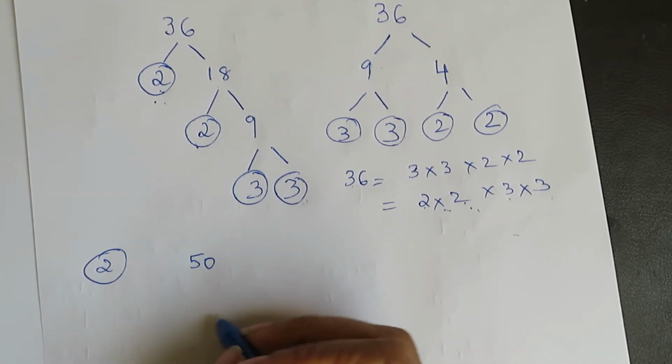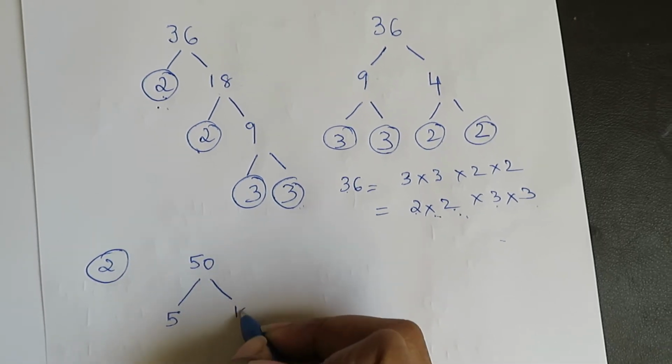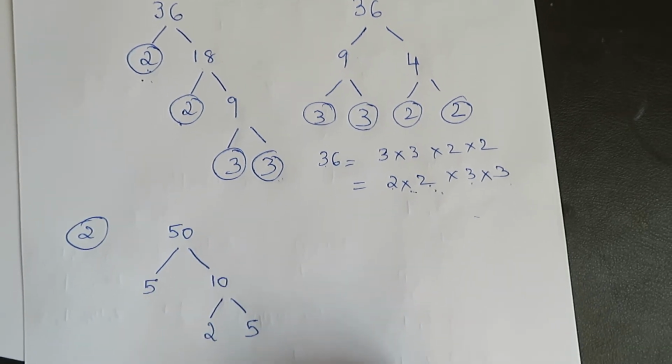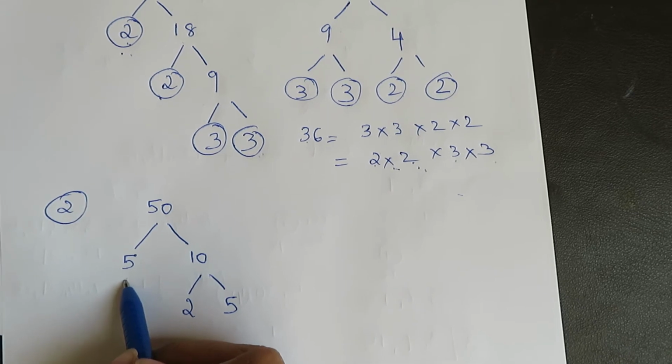If I take another number 50. Okay, so this is another question. What will give me 50? You know 5 into 10 will give you 50. I know 2 into 5 will give you 10. Done. Correct? Why? Because 5 is already a prime factor.